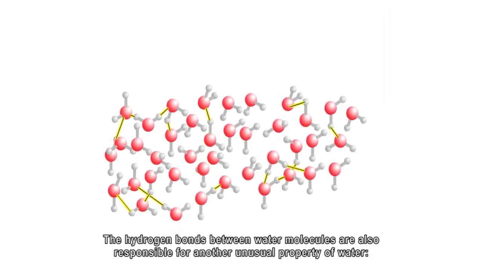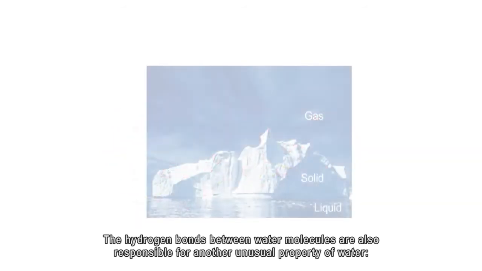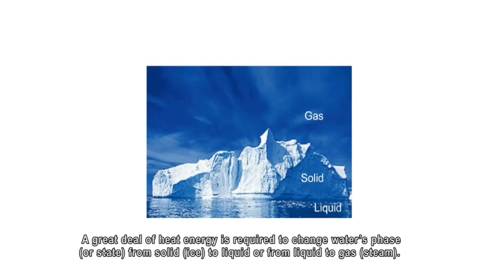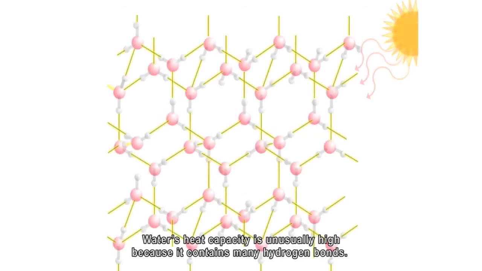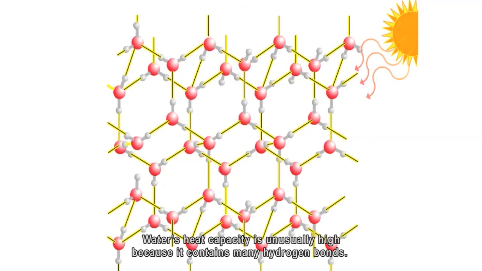The hydrogen bonds between water molecules are also responsible for another unusual property of water. A great deal of heat energy is required to change water's phase or state from solid, ice, to liquid, or from liquid to gas, steam. Water has an extraordinarily high heat capacity, meaning that it can absorb a great deal of heat before it increases in temperature. Water's heat capacity is unusually high because it contains many hydrogen bonds.